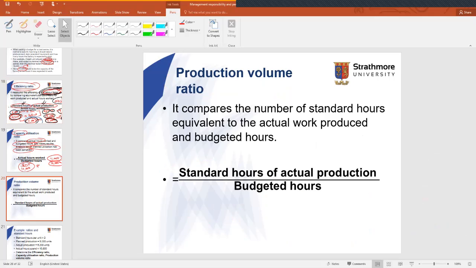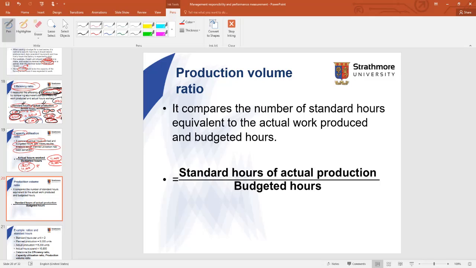Then you have the next ratio called the production volume ratio. Now this compares the number of standard hours equivalent to the actual units, against the actual hours. We are simply picking the units we produce, and how many hours they are meant to take. The units we produced, how many hours were they meant to take? We compare with what was our budget, what was our capacity. The actual units we produced, how many hours were they meant to take? Not what they took, but how many hours they were meant to take.